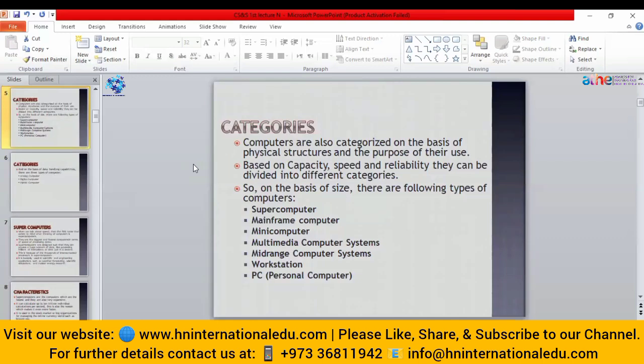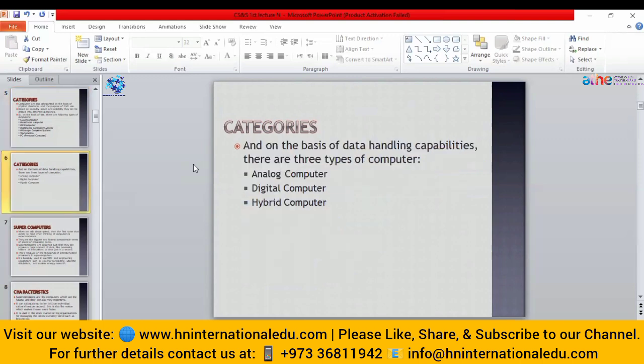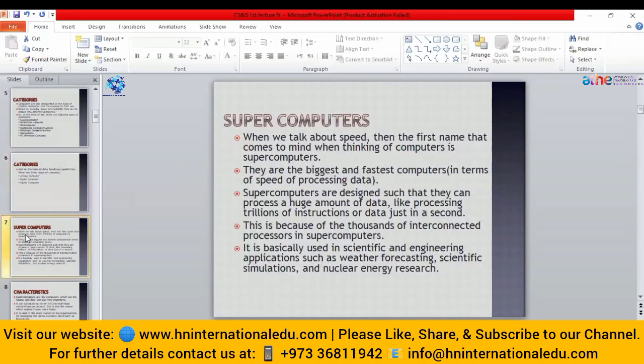Now we will discuss these types one by one. Other categories of computer systems are based on the type of input, that is, what kind of input we are giving to the computer. We can provide continuous values, digital values, or both digital and continuous values. According to these, we have three categories of systems: analog, digital, and hybrid computers.